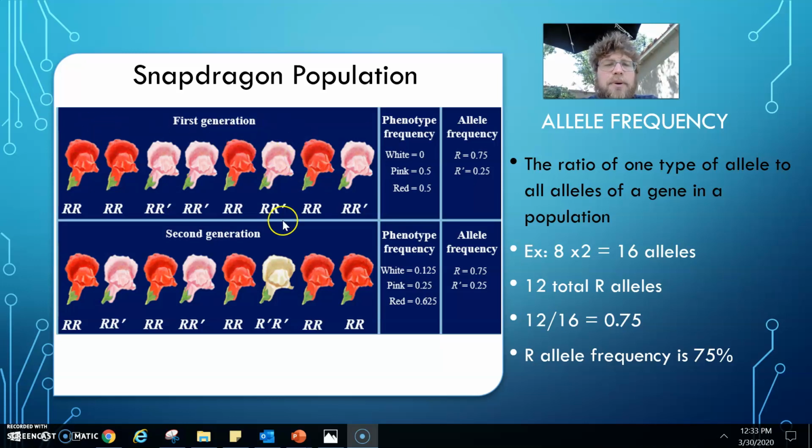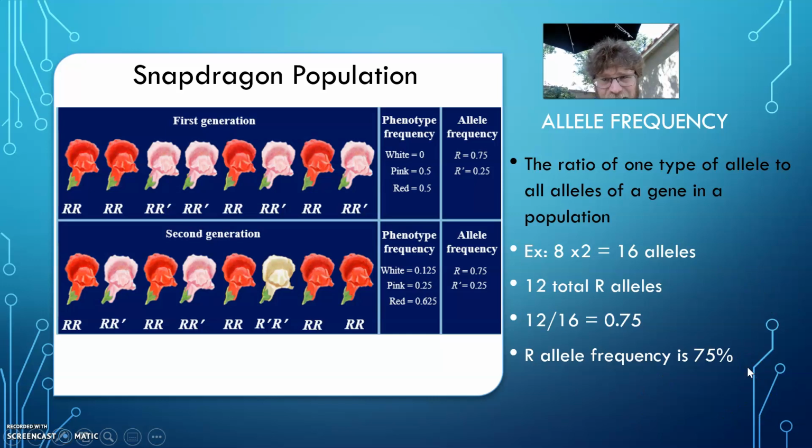In our population of snapdragons, we need to count up the alleles. We have 8 flowers, but they're diploid, so they have 2 copies of an allele. They have 16 total alleles, since 8 times 2 is 16. Now let's look at one allele to find the allele frequency for capital R. If I count up all these alleles, I have 1, 2, 3, 4, 5, 6, 7, 8, 9, 10, 11, 12. 12 total capital R alleles. I do the math: 12 divided by 16, I get a ratio of 0.75. The allele frequency for capital R is 75%.